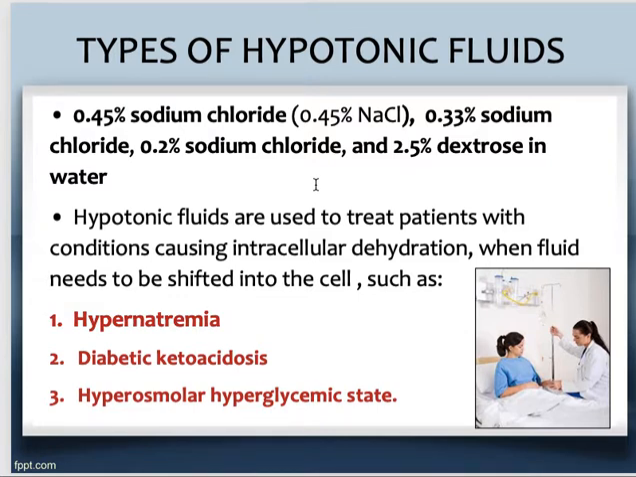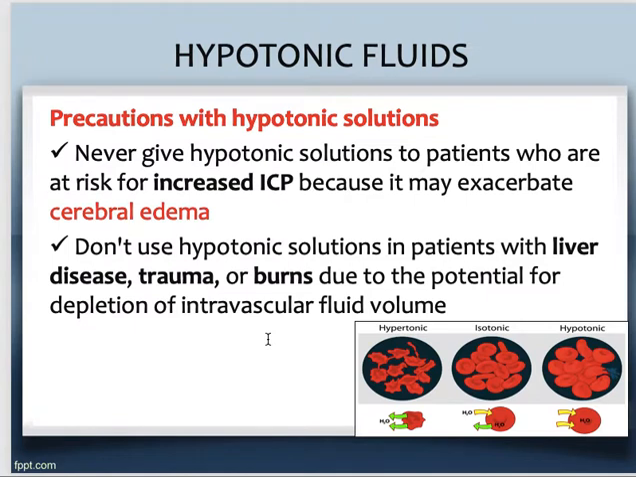So now, hypotonic fluids, as I told you, will hydrate the cells. These are the fluids which are used for intracellular dehydration, such as in hypernatremia, diabetic ketoacidosis, or hyperosmolar hyperglycemic states. I think in physiology you must know this very basic concept, and we have been learning this for a long period of time, so I don't think it would be difficult for you to understand.